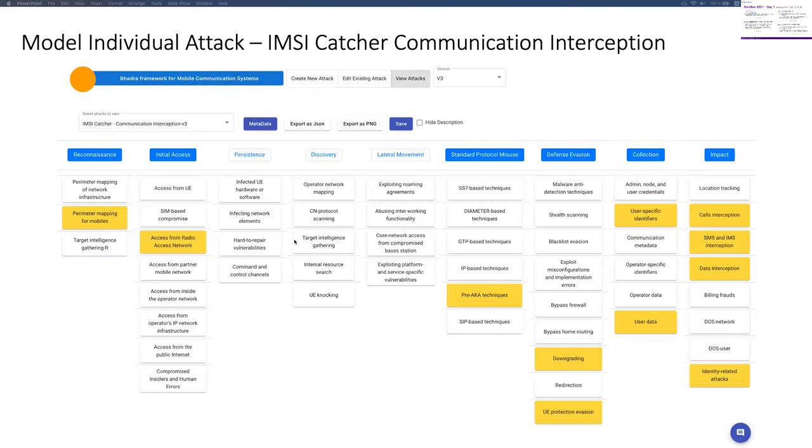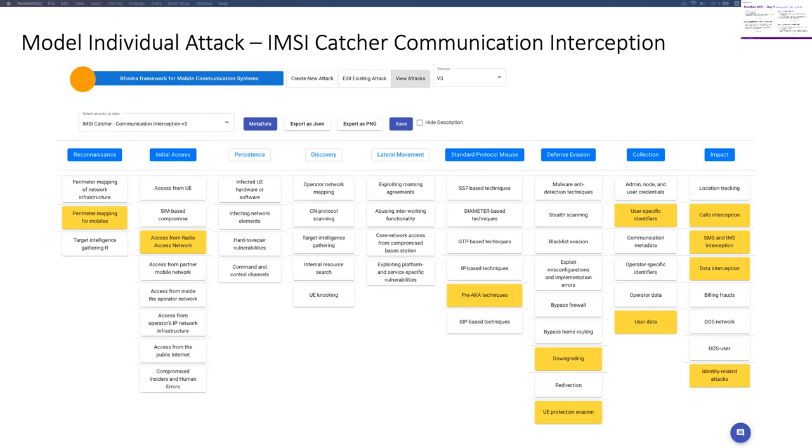So this is one example of how we model an individual attack. In this example, which is the IMSI catcher communication interception, to start with, from the reconnaissance stage, an attacker might need to get some information of the target mobile, so parameter mapping for mobile. And then for the initial access, the attacker usually sets up a rogue base station and tricks users into connecting to it. So the initial access would be the radio access network.